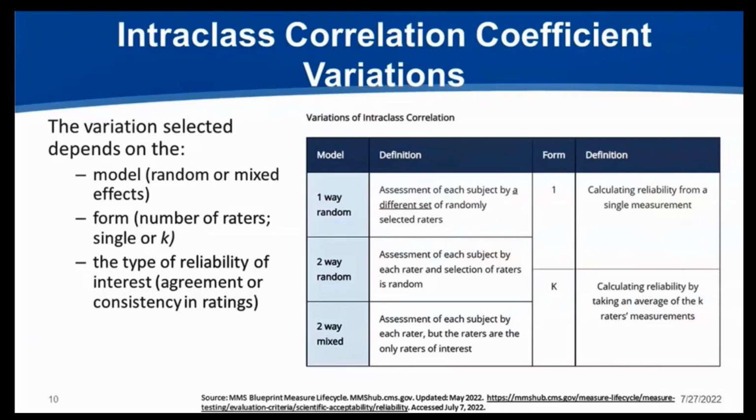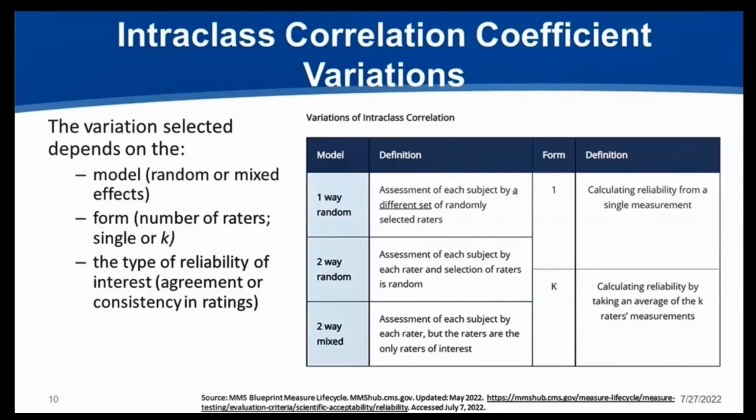So a one-way random model is a model that would have only one measurement per subject, but possibly measured by different raters. Each subject may be measured by a different rater. So you really don't have any way to compare the raters. You can only compare the different subjects and get an estimate of how consistent the measure is.